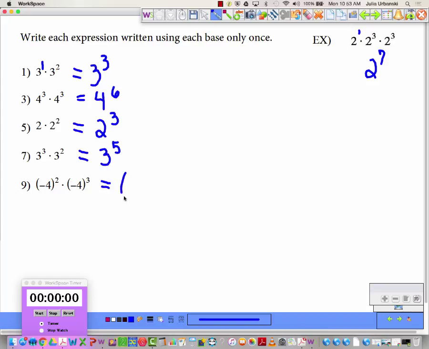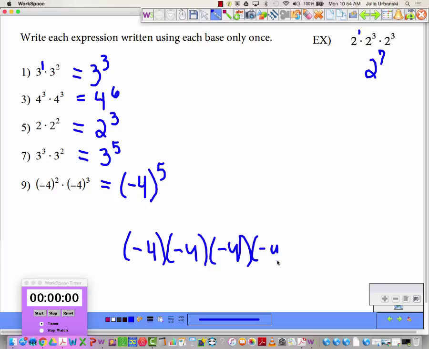In this one, the base is negative 4. What's the exponent going to be? 5. Now think about this. If we have negative 4 times negative 4, don't write this out, times negative 4 times negative 4 times negative 4, is that answer going to come out positive or negative? Good, because these two will cancel, and these two will cancel, and then one negative will be left over. That's right. Alright, next one.